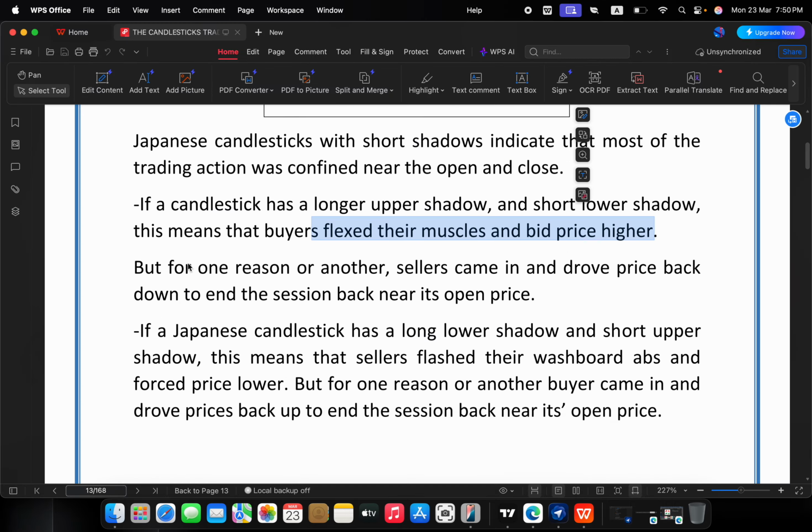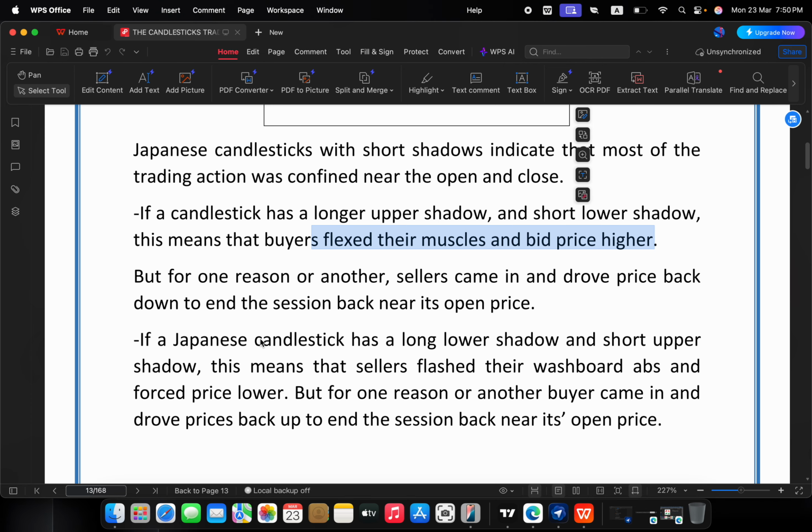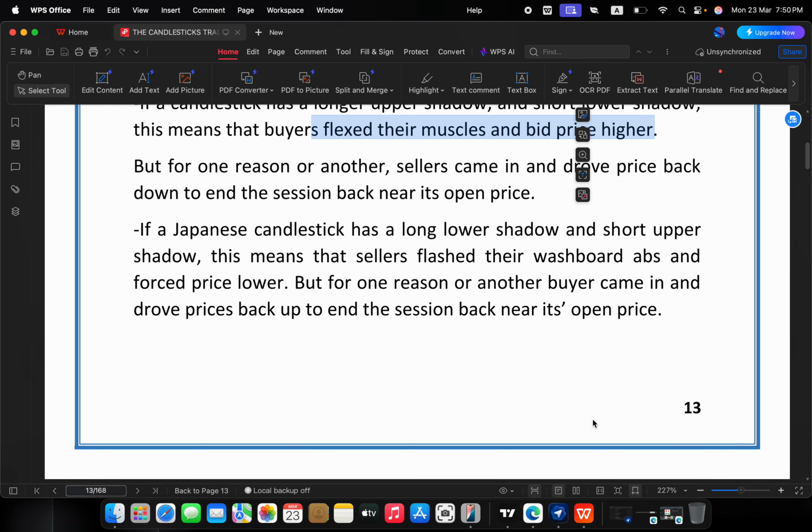If a Japanese candlestick has a long lower shadow and a short upper shadow, this means that sellers flexed their muscle and forced price lower, but for some reason or the other, buyers came in and drove price back up to end the session near its open price.